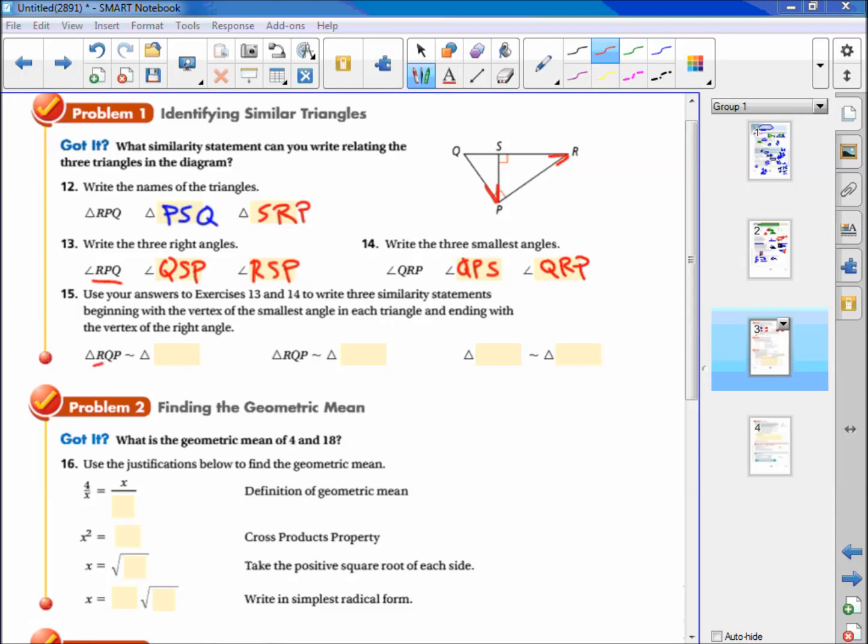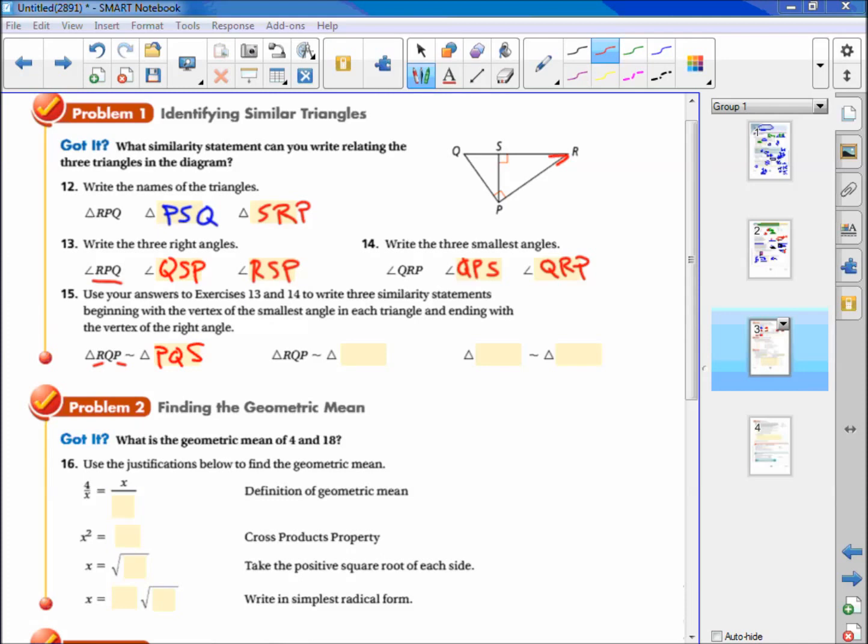Okay. All right, so use your answers in exercise 13 and 14 to write three similarity statements beginning with the vertex of the smallest angle in the right triangle and ending with the vertex of the right angle. All right, so RQP is the big one, and it began with the vertex of the smallest angle, which was R, and ended with the right angle, which is P. So we want to use the little triangle first, okay, the one on the left here. We want to begin with the smallest one, so that's QPS, so that smallest one's going to be P. And the right angle would be S, so the middle one's going to be Q.